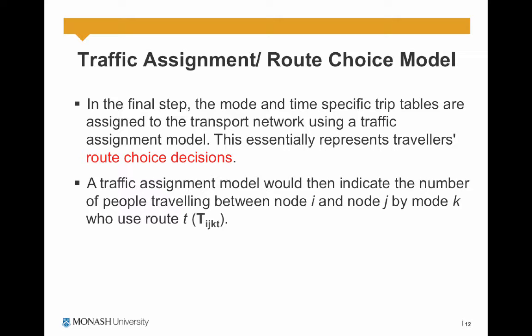So the outcome of a traffic assignment model is the number of people traveling between node i and j by mode k using route t, a small letter t. So then we can revise that Tijk to Tijkt.